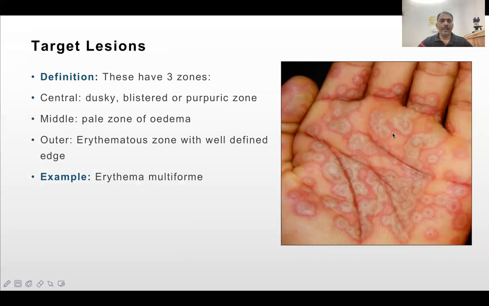The beautiful target lesions, as you can see here, consist of 3 zones. The central zone, which is dusky, blistered or purpuric. The middle zone, which is a zone of edema and slightly pale, and the outer zone is an erythematous zone. These target lesions are characteristic of a disease called erythema multiforme, which can occur as a result of viral infection, particularly herpes simplex virus, which is the most common cause, or it may also occur in reaction to certain drugs.